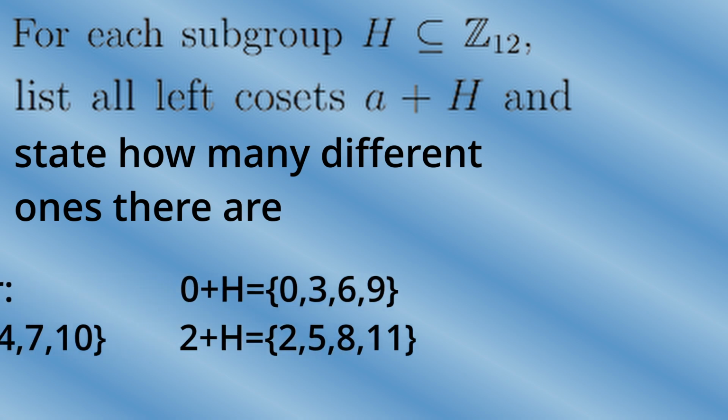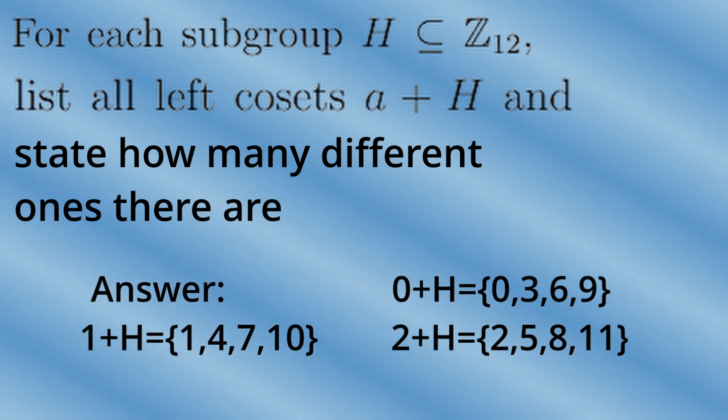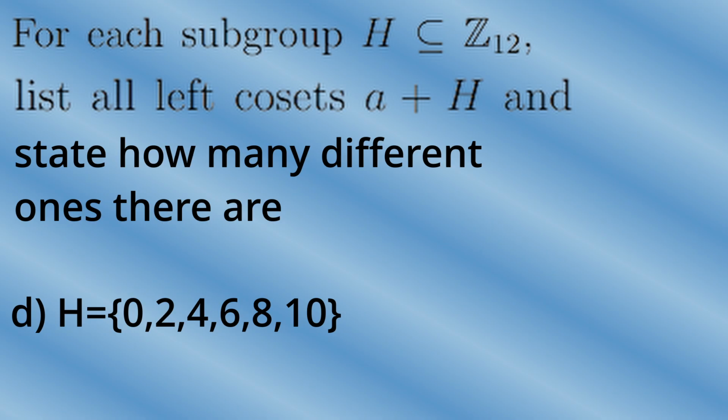C, H equals {0, 3, 6, 9}. The cosets are {0, 3, 6, 9}, {1, 4, 7, 10}, and {2, 5, 8, 11}. That's 3 cosets, each of size 4. This time we're carving the clock into thirds. Notice how the every-third-number pattern repeats. Another clean division.